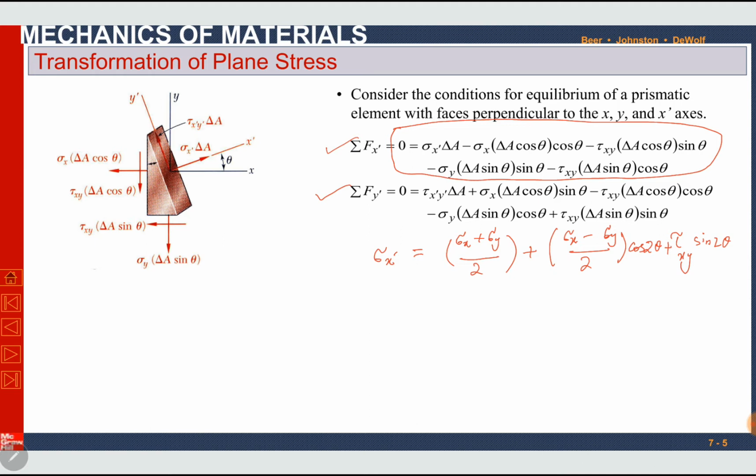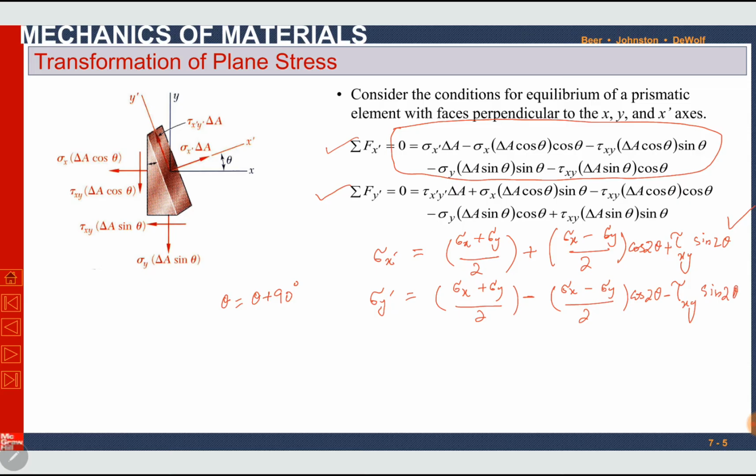If I want to find sigma y dash, there's a difference of 90 degree between x dash direction and y dash direction. So if I replace theta with theta plus 90 degree in this expression, you can do this simplification by yourself. We can find sigma y dash, which will be sigma x plus sigma y divided by 2 minus sigma x minus sigma y divided by 2 cosine of 2 theta minus tau xy sine of 2 theta.